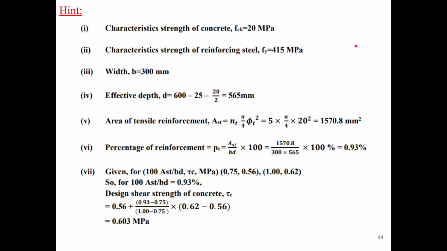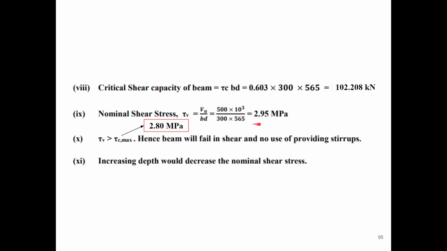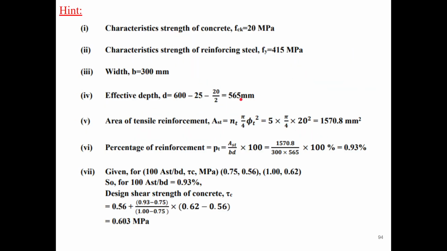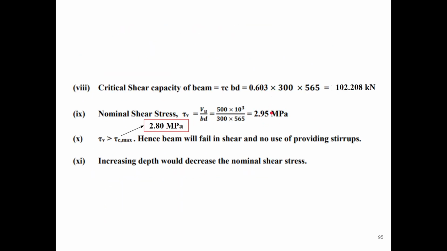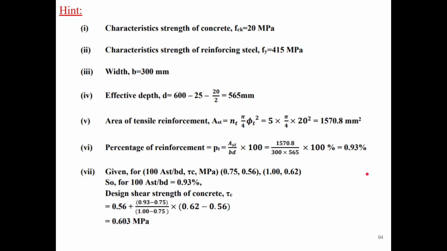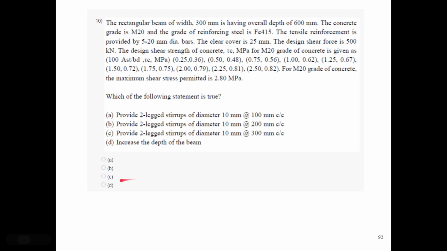500 into 10 cube by bd, which is 300 into 565, which is 2.95 megapascal. But the tau c max value is 2.80 megapascal. So that is the maximum permitted shear stress. So the nominal shear stress is more than this. So the beam will fail in shear, and there is no use of providing any stirrups. Therefore we have to increase the depth in order to decrease the nominal shear stress. Increasing the depth will decrease it below 2.8 megapascal. So we need to increase the depth of the beam. Which is the correct option? D. So as you can see, D is the correct option. So we need to increase the depth of the beam.